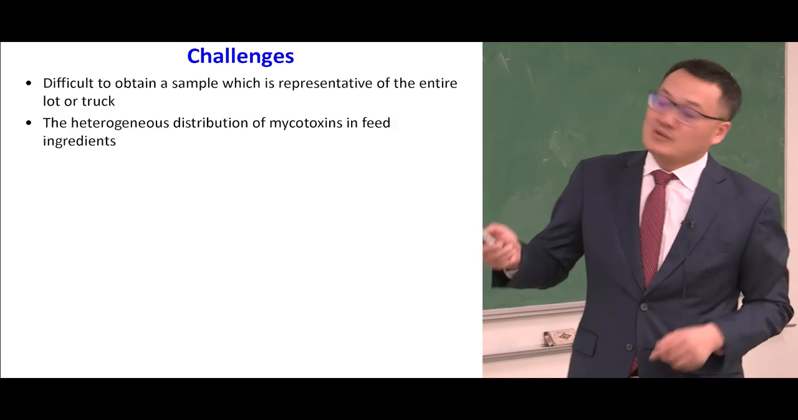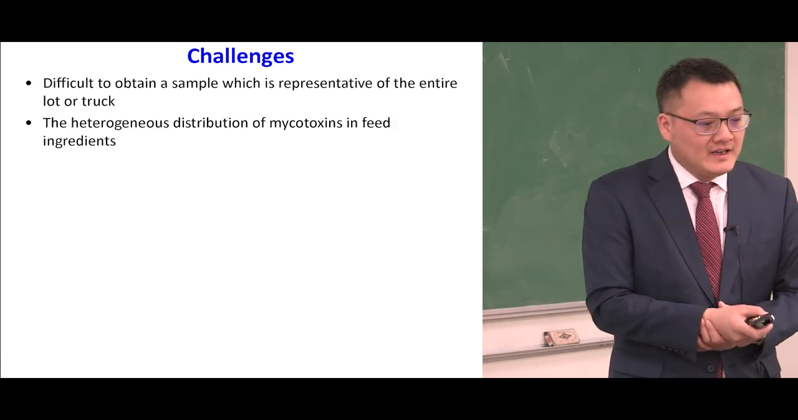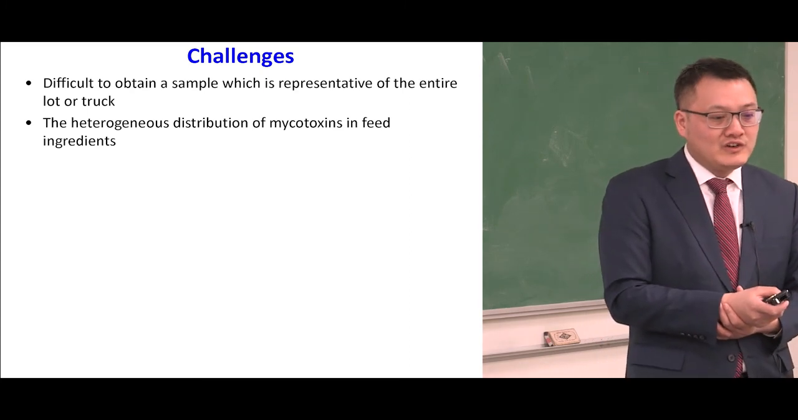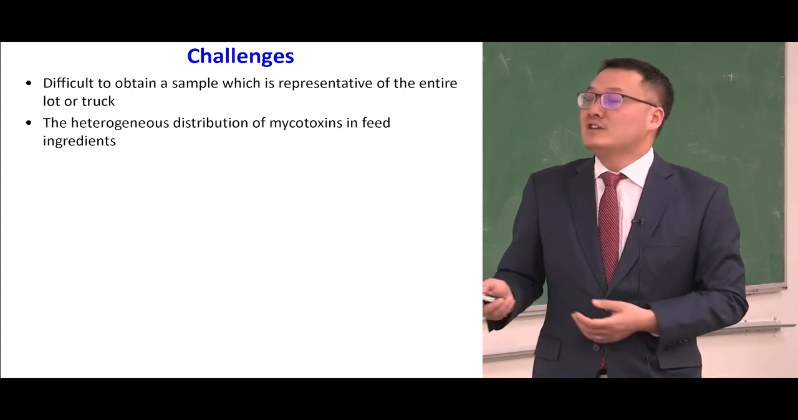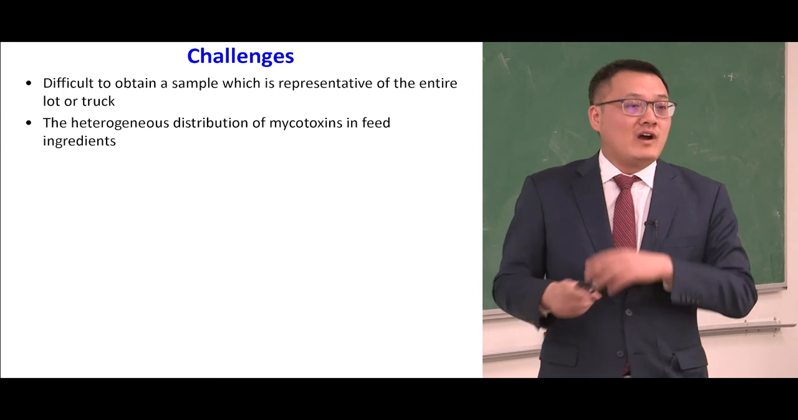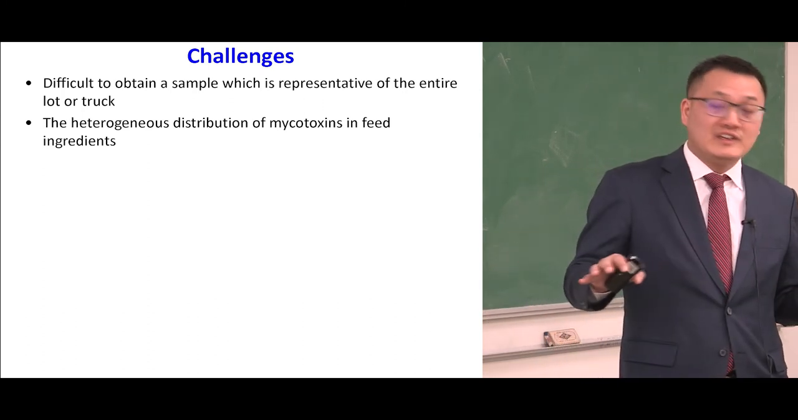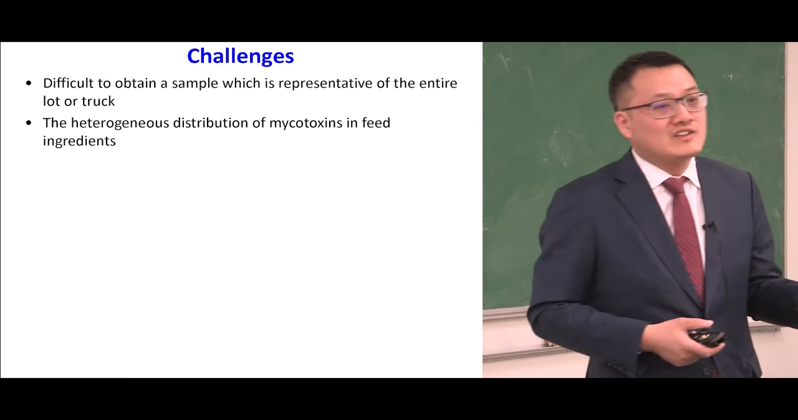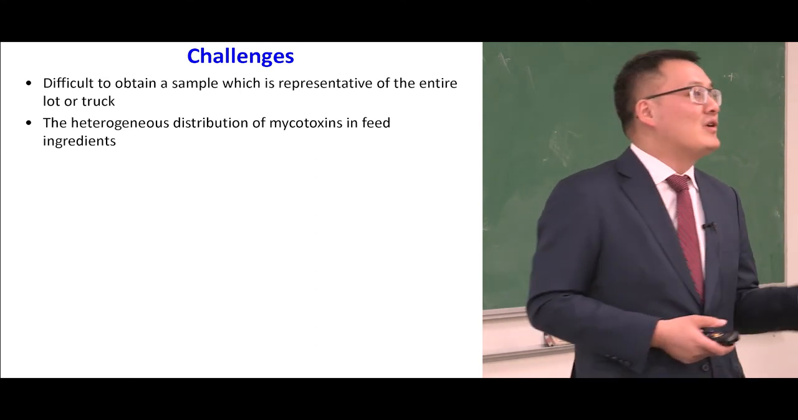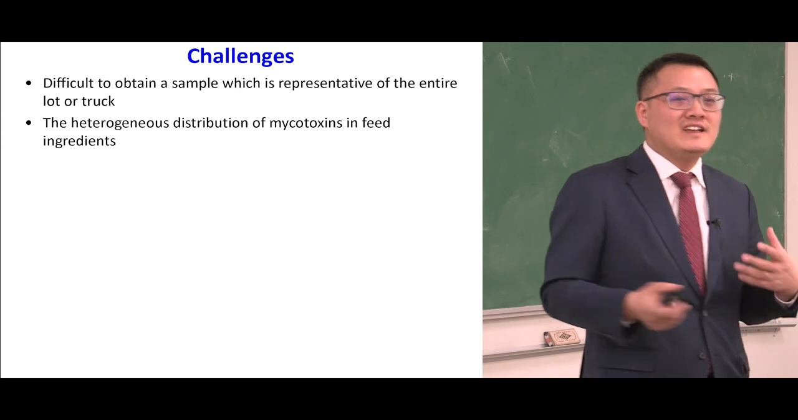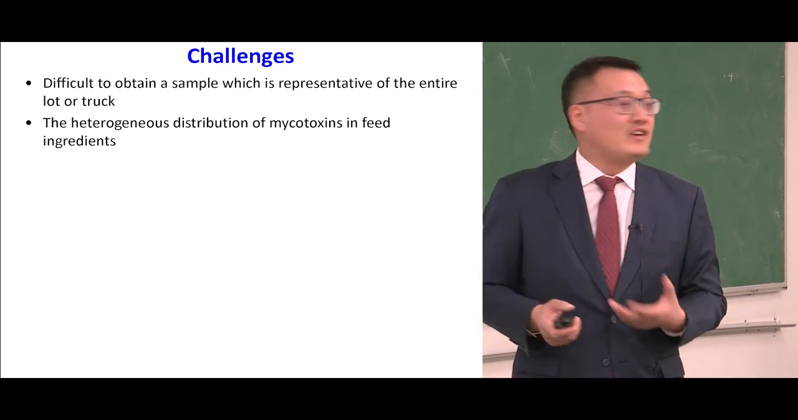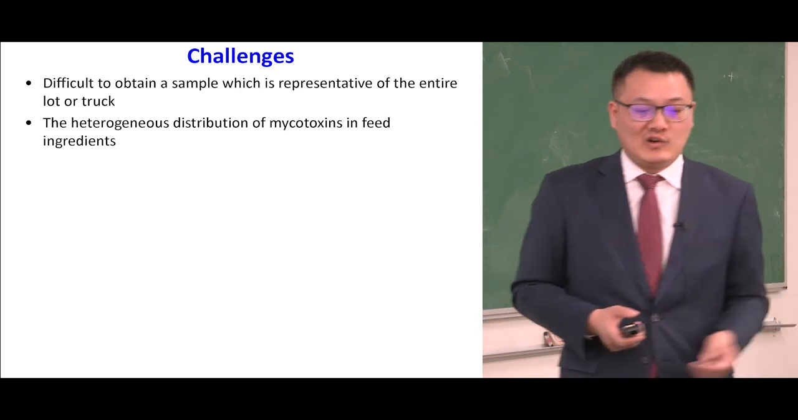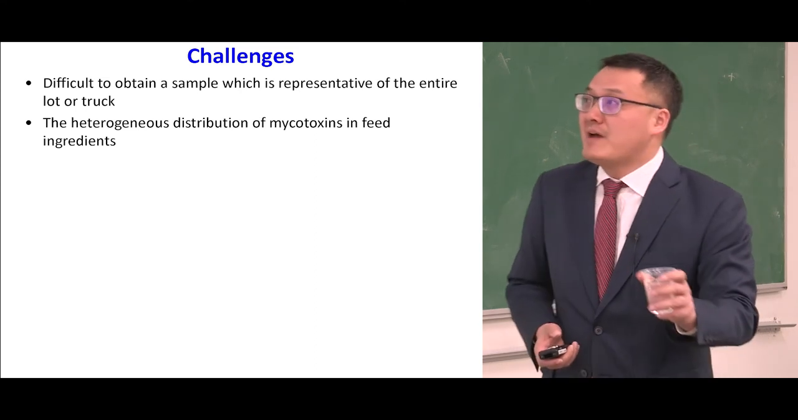The second one is quite similar to the first one: the heterogeneous distribution of mycotoxin in the feed ingredients. It's not equally distributed in the ingredient. So if you want more accurate information, you have to increase the size of the sample, increase the number of subsamples, and analyze them, and of course, that will increase the cost dramatically.